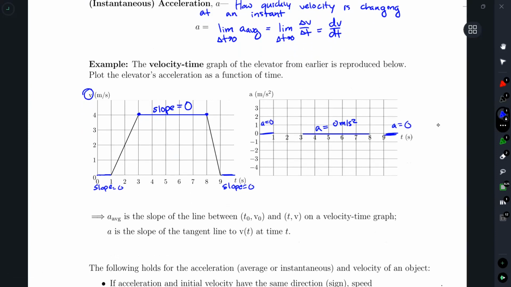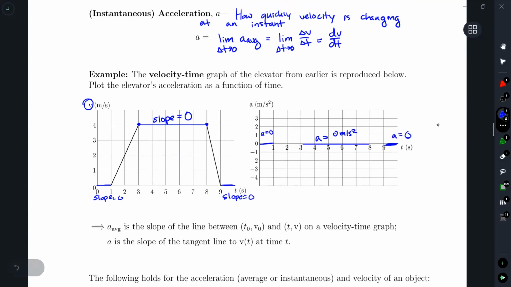Okay. Now tell me about from 1 to 3 seconds. What can we say about my acceleration? It goes up by 2. Okay, so you're saying that the acceleration is 2? No. Okay. Explain it a little more to me. I don't know how to explain.